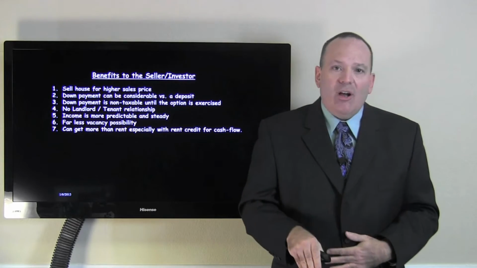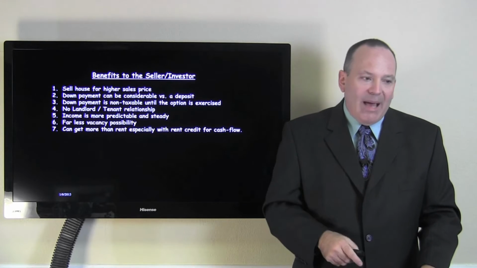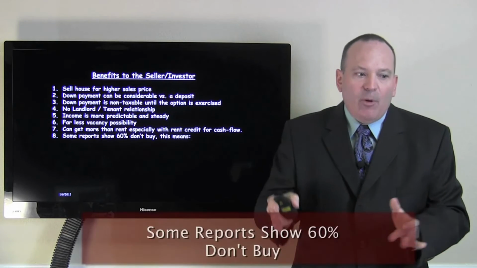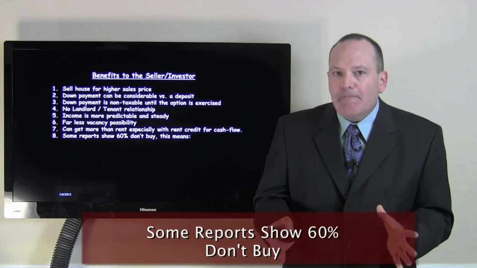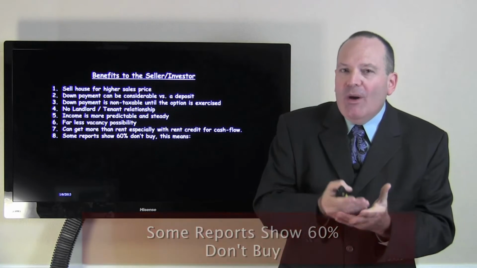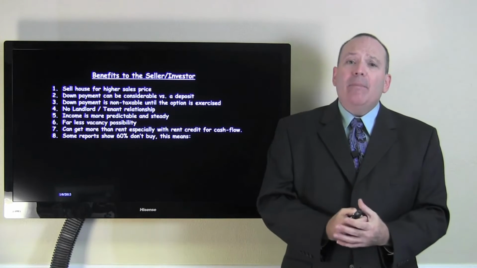But the buyer isn't losing all that money. Much of the rent credit is going towards their down payment. And the balance in the underlying loan is going down. So math-wise, it all works. Now, some reports show that 60% don't buy. Why is this a benefit to a seller? 60% of people who go into a lease option agreement don't actually exercise their option. Why is that a benefit?